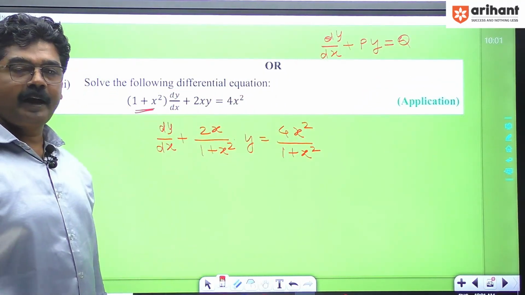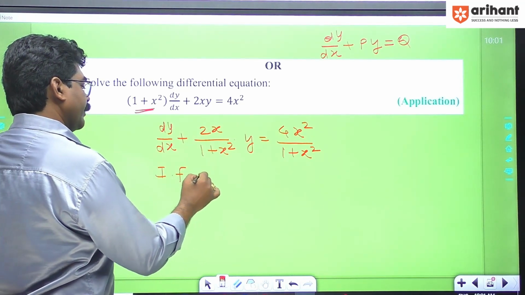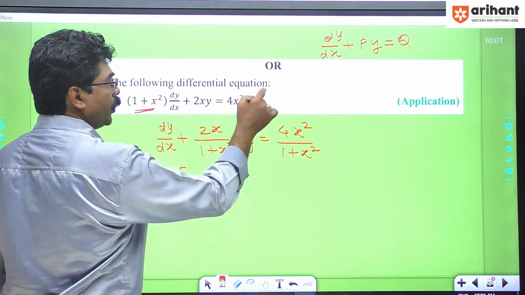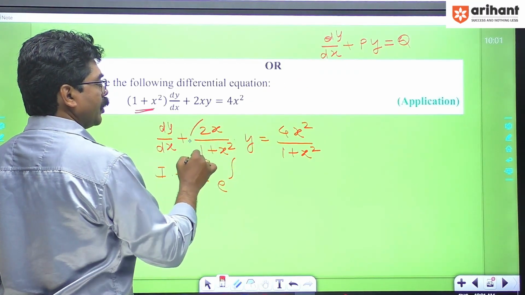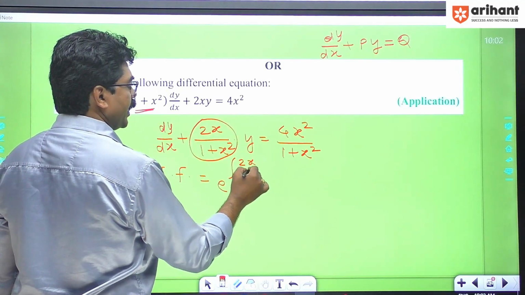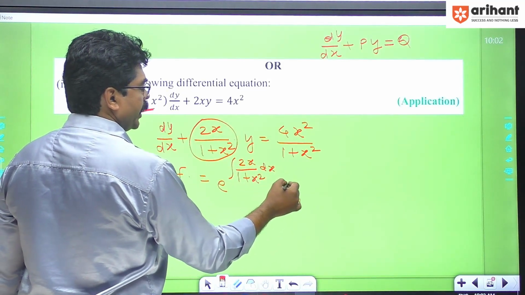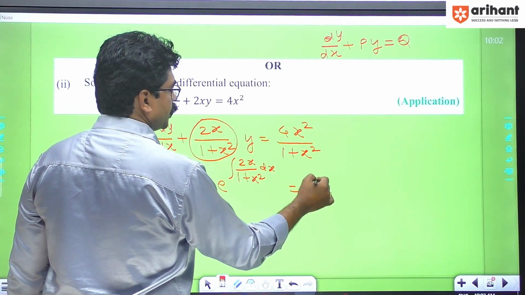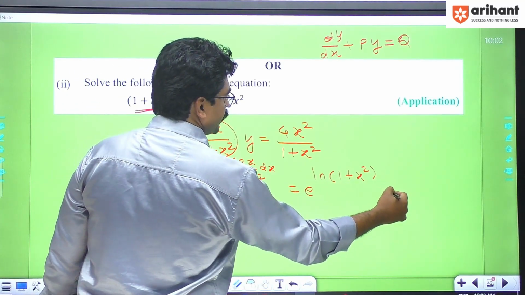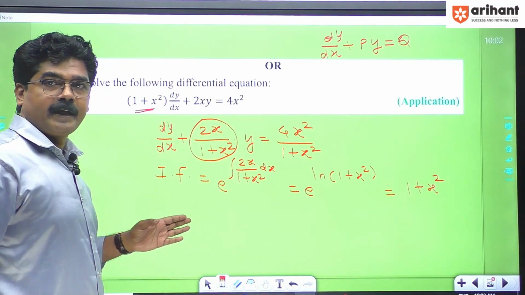Then try for integrating factor. Therefore integrating factor is equal to e raised to integral of coefficient of y. That coefficient of y is 2x by 1 plus x square dx. Okay, and integration of this is e raised to ln 1 plus x square, and it changes to 1 plus x square only. Okay, this is integrating factor.